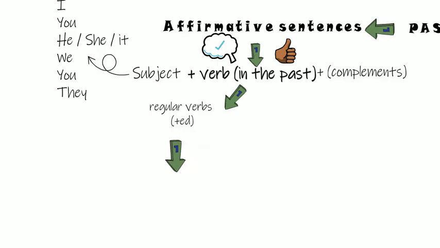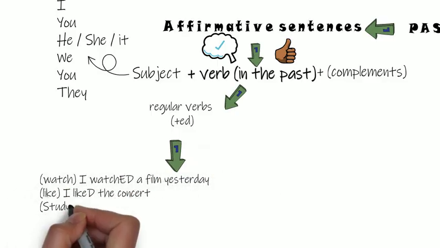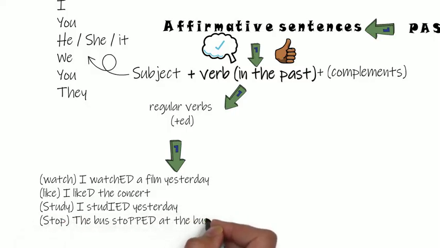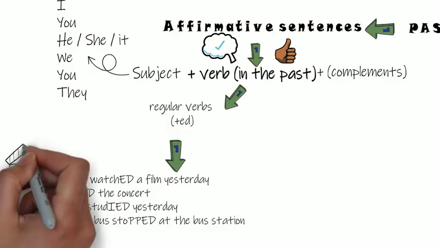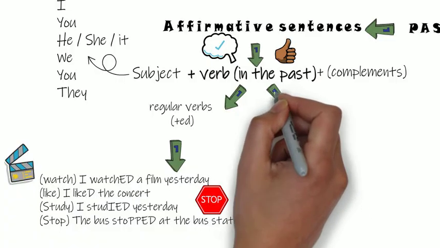For example, I watched a film yesterday. I liked the concert. I studied yesterday, and the bus stopped at the bus station. These are examples of regular verbs. Estos son ejemplos de verbos regulares que forman el pasado añadiendo ed.